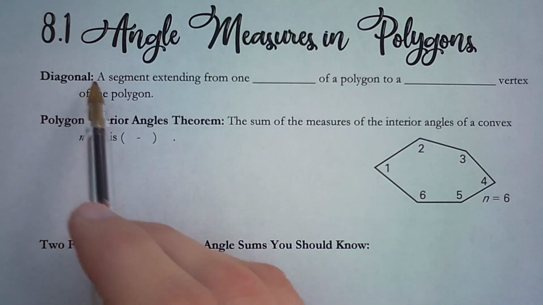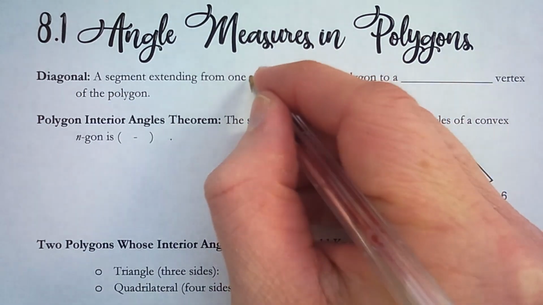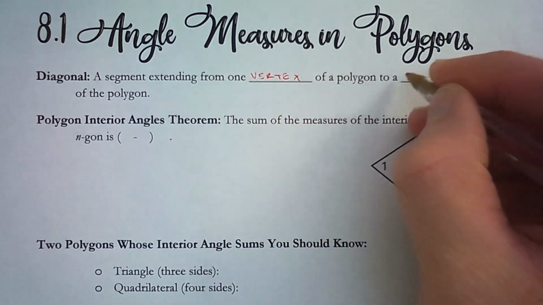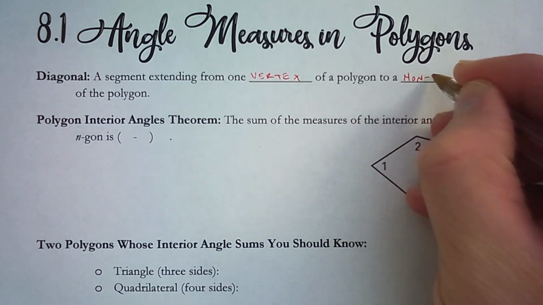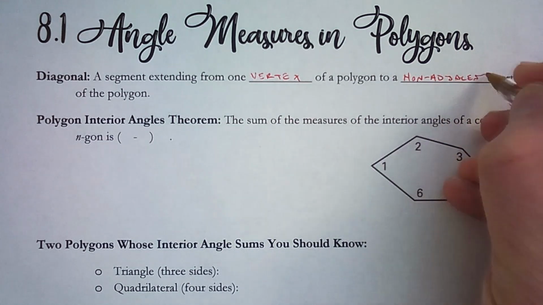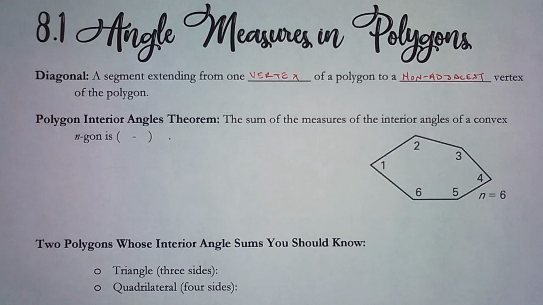A diagonal is a segment extending from one vertex to a non-adjacent vertex of a polygon. Adjacent means next to, non-adjacent means not next to.